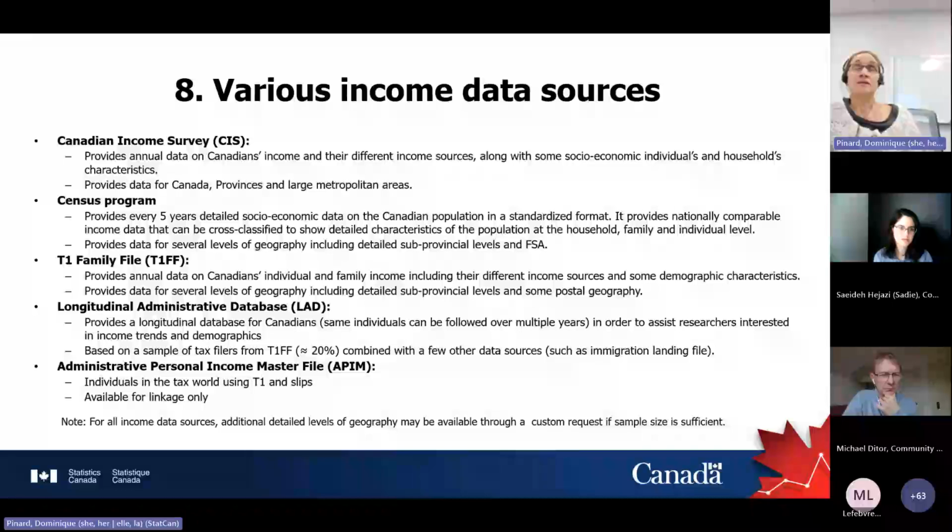Another program that releases income data is the census program. It's done every 5 years, covers the full population, has very detailed socioeconomic data, and it provides data for several levels of geography. Often people will revert back to the TIF when the census is not available. They are considered to be very close, but again, census includes households. TIF doesn't include households, TIF includes census count. So here you have the TIF that I talked about.